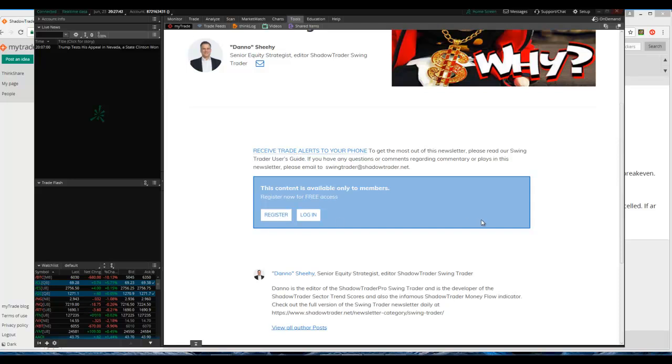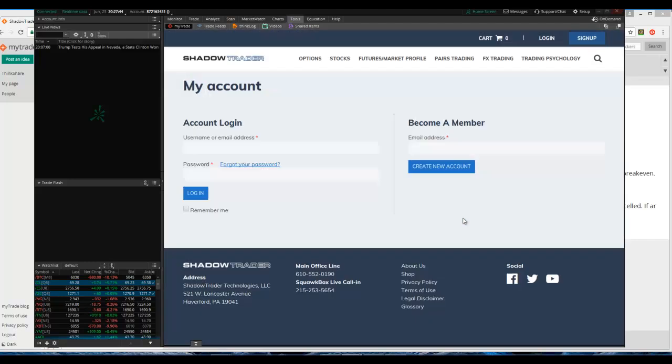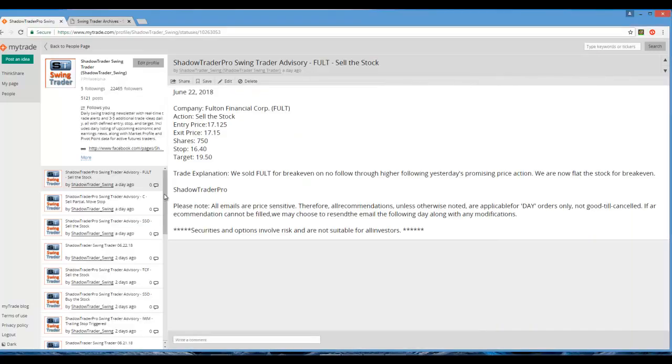If you haven't done so already, you would need to register, which is a very easy process. There's no cost. It's free. All it takes is your email address, and you establish a password, and you're in. So that's the other way that you can access the ShdowTrader Swing Trader.